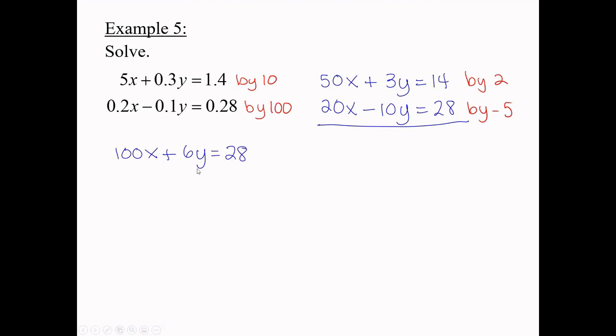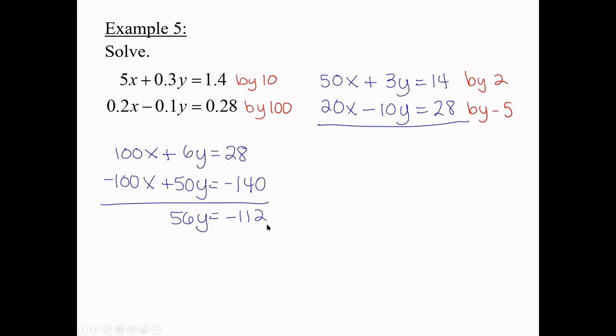So this becomes -100x plus 6y equals -28. This becomes 100x plus 50y equals 140. We add those two equations because I've got an opposite pair here. Gives us 56y equals 112. 56 divides into 112 two times, so y is 2 or -2 as worked here. So now we take this -2 and substitute into one of the equations.